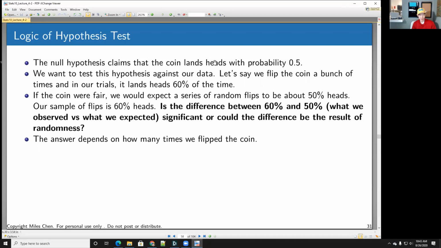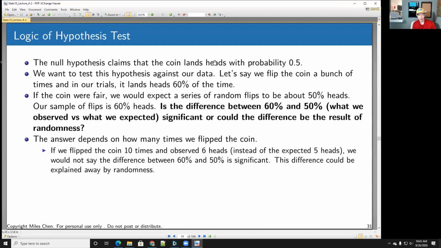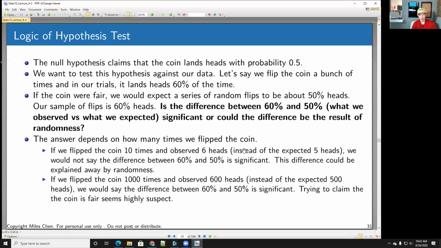So the answer to whether this difference between 60% and 50% could just be randomness, or is an actually significant difference, depends on how many times we flip the coin. If we flip the coin 10 times and observed 6 heads instead of what we expect, which is only 5 heads out of 10, that difference between 60% and 50% is not significant. We would not say that it is, and this difference between 6 heads and 5 heads could just be explained away by randomness.